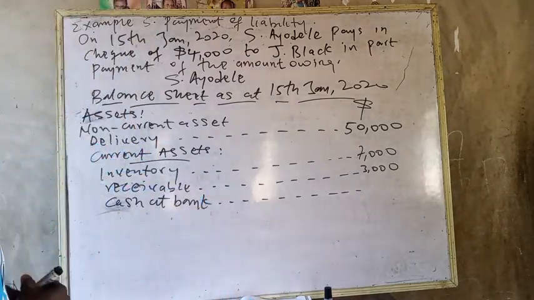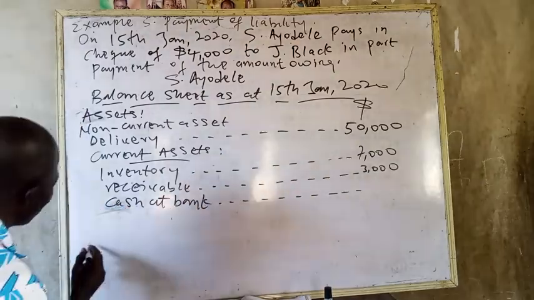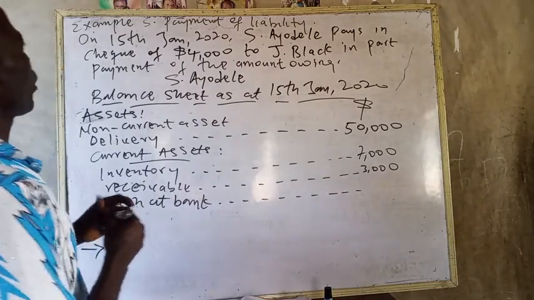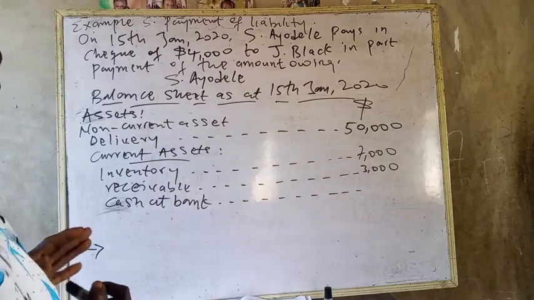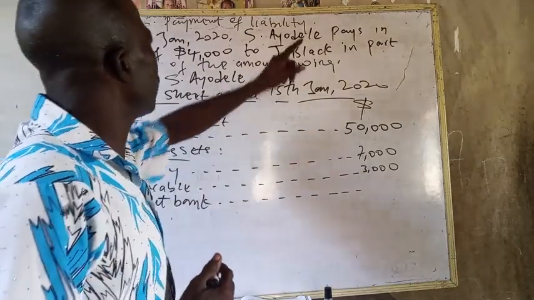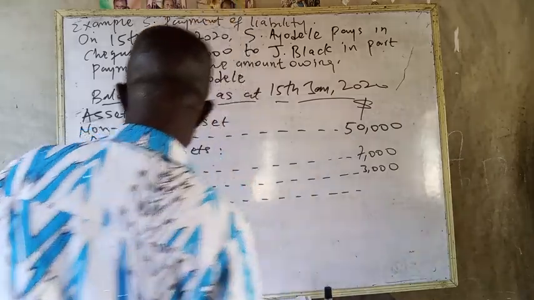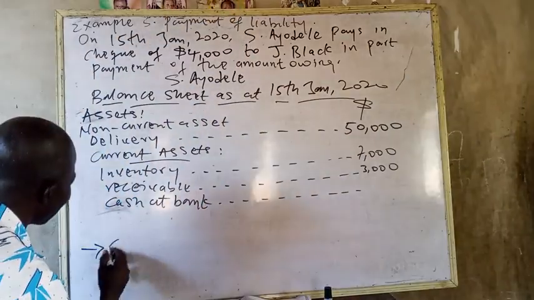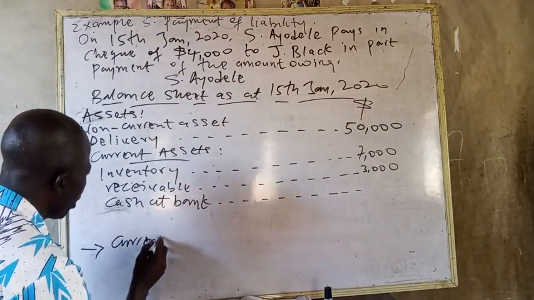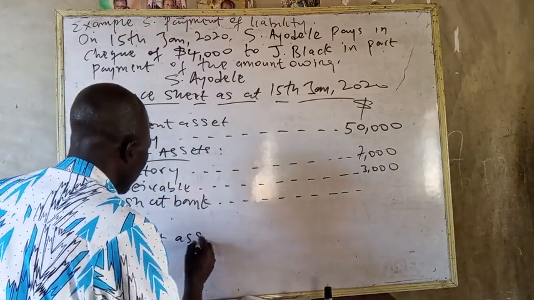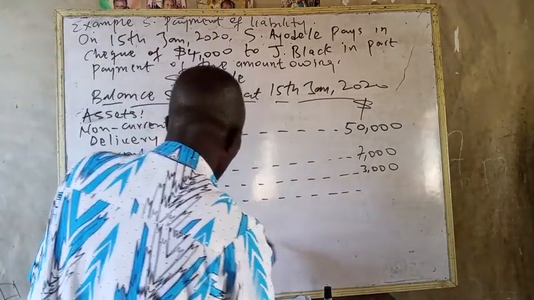Okay, I did not analyze the financial transaction here before, so let me do the analysis here. Payment of the amount previously owed to J Black, from the bank. So this affects cash. This affects current assets, the amount that we have in the bank.